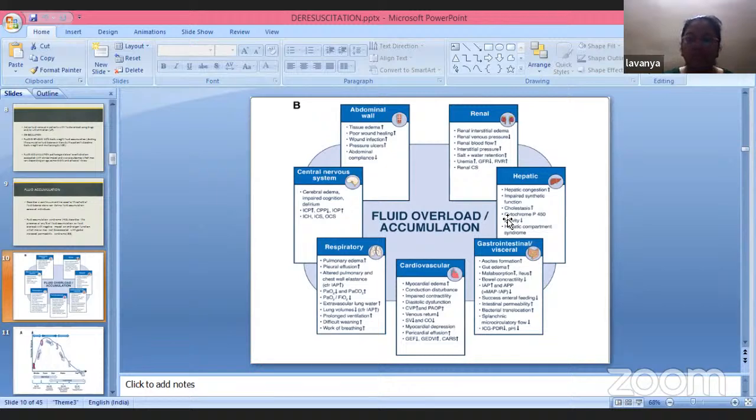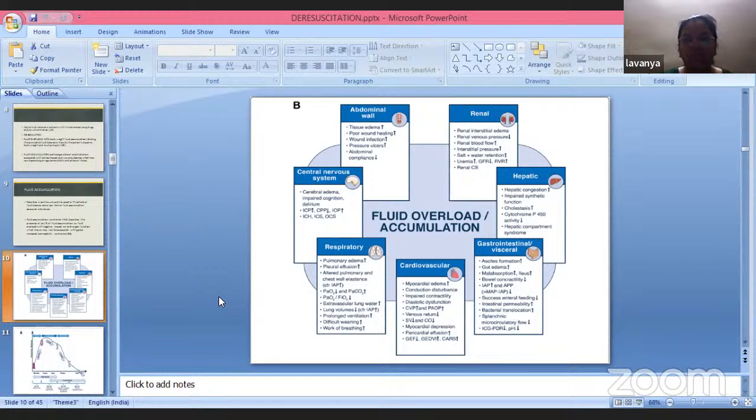Starting with the renal system, which takes the hit first. Renal interstitial edema increases, leading to decreased venous pressure and increased interstitial pressure, which leads to low GFR, and it can cause renal failure and increased uremia. Renal compartment syndrome can occur. And liver-wise, there is increased hepatic congestion, impaired synthetic function of the liver, increased cholestasis and hepatic impairment, and hepatic compartment syndrome can occur.